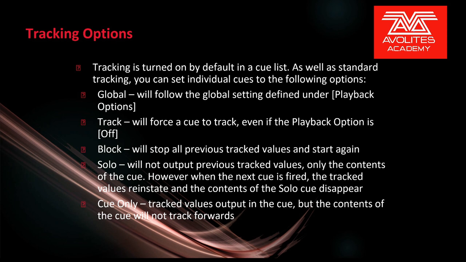If we change it from queue only to block tracking, and we close it here. Now when we go all the way back around, we see our Q1 with our position. We go to Q2. We don't have our intensity in there because their intensity wasn't recorded in Q2, so our fixtures are quote unquote completely gone. And see that the tracking is being completely blocked from Q1 on.